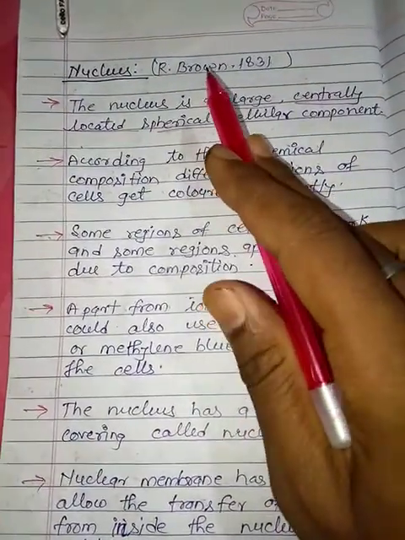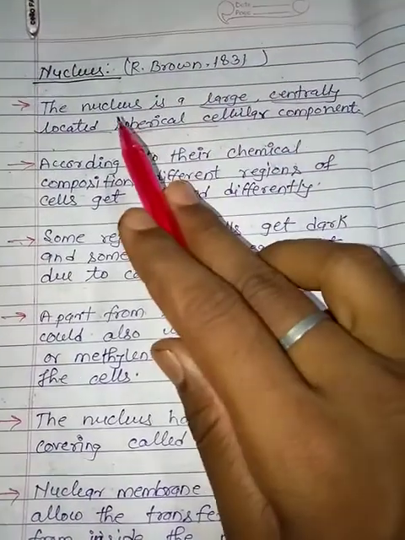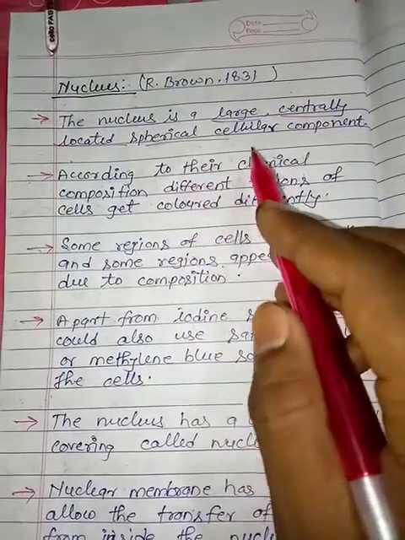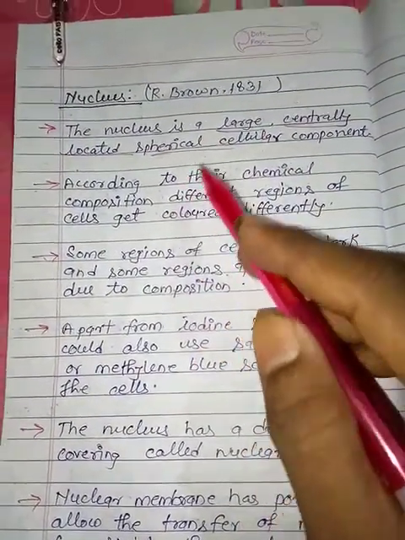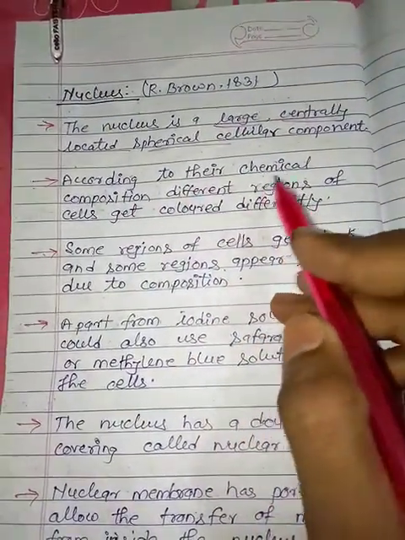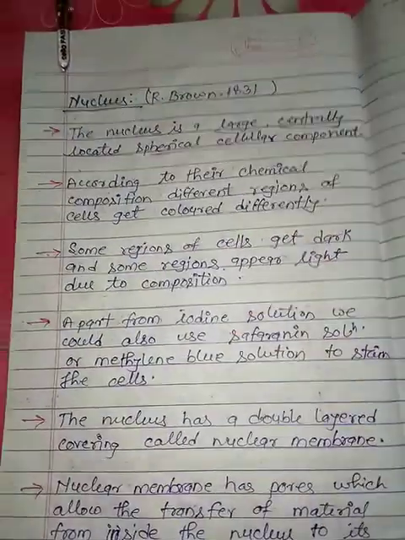The nucleus was discovered by Robert Brown in 1831. The nucleus is a large, centrally located spherical cellular component which plays the most important role in the cell. According to their chemical composition, different regions of the cell get colored differently.